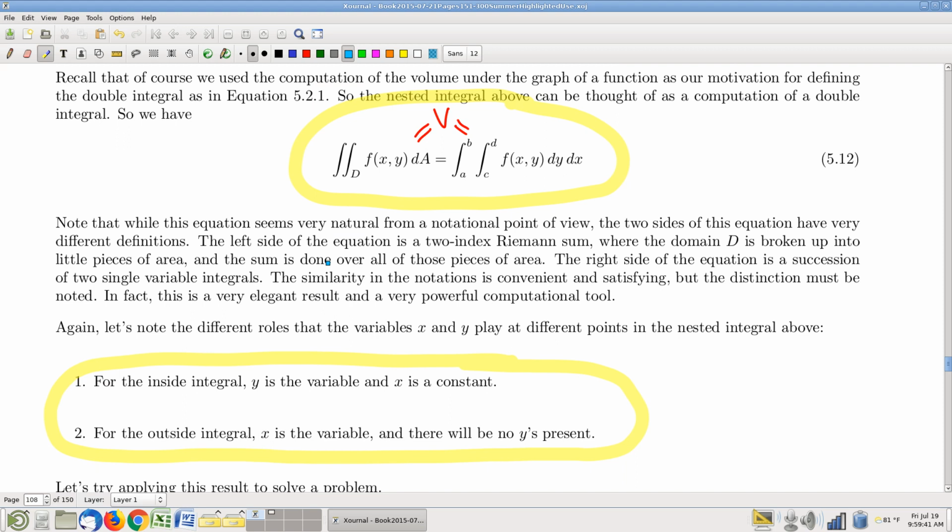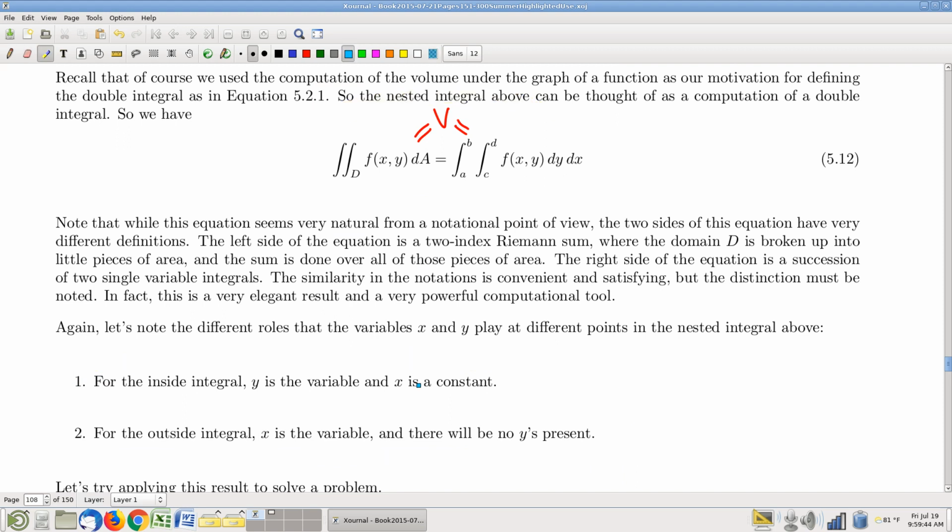Here's our result. Remember, again, the big point is not that I have a new way to compute volume. The big point is that I have a motivation for a new way to compute double integrals. And do be careful, though, when you're looking at this. These variables are playing different roles at different times. While you're looking at the inside integral, y is the variable. So that y there you treat as a variable. It is a variable. But x is a constant for the purposes of that inside integral. Treat it like a constant because it is.